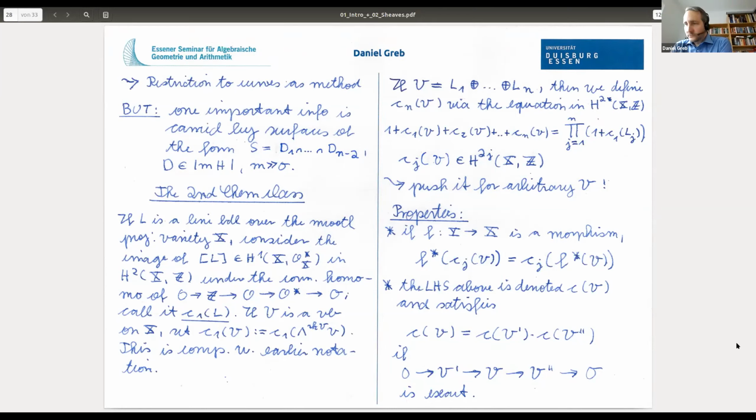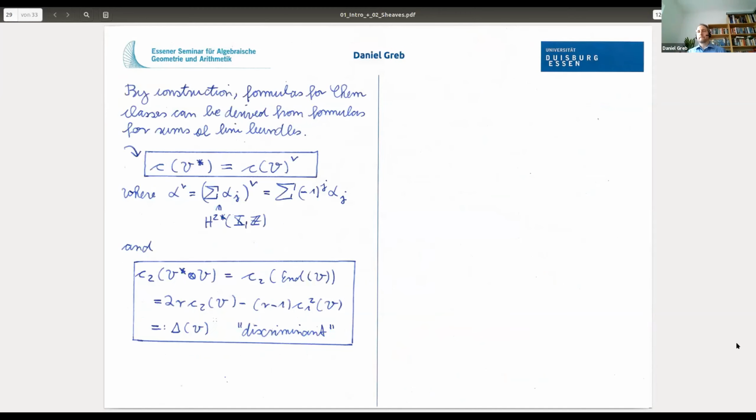Yeah, so just the message is C1 of a line bundle is clear, and it can be used to define higher Chern classes via this splitting principle, and they behave nicely in exact sequences. So by this construction via direct sums of line bundles, formulas for these higher Chern classes can be derived from formulas for sums of line bundles. Yeah, so I just give a few examples.